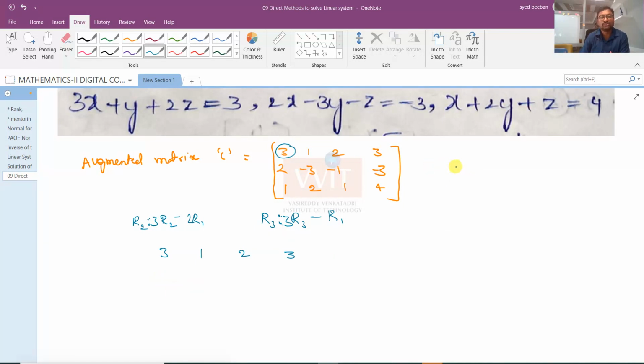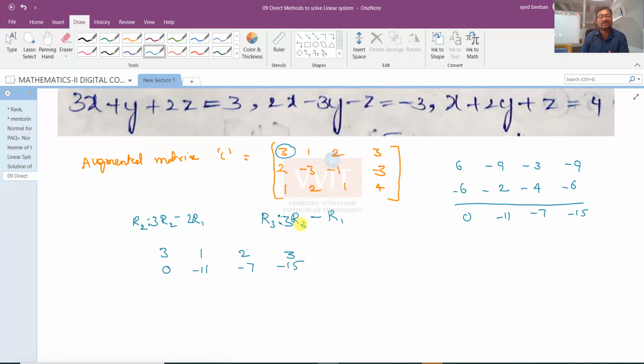3R2: 3 2s are 6, minus 9, minus 3, minus 9. 2R1: 6, 2, 4, 6. Change the sign. So I make it 0, minus 9, minus 2, minus 11, minus 7, minus 15. So the second row would be 0, minus 11, minus 7, minus 15.